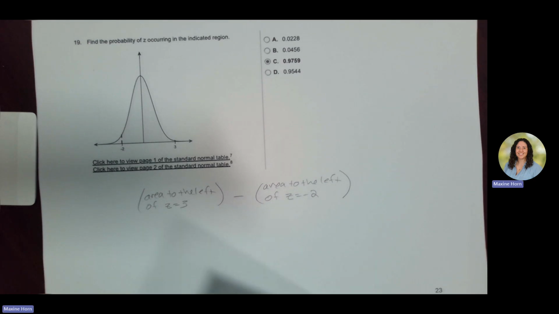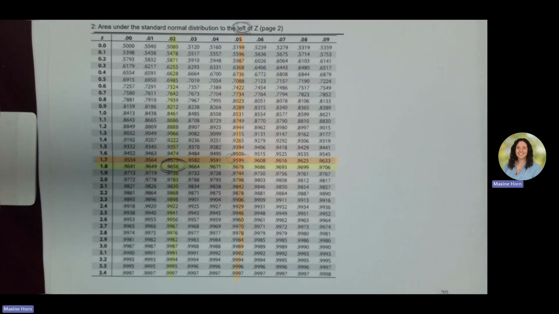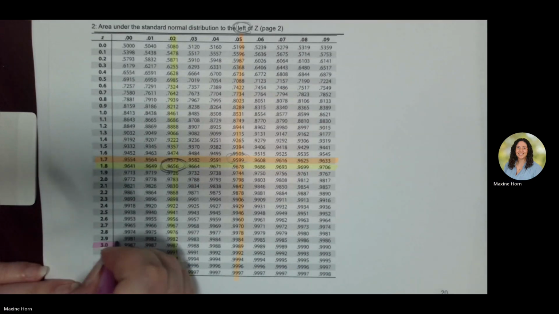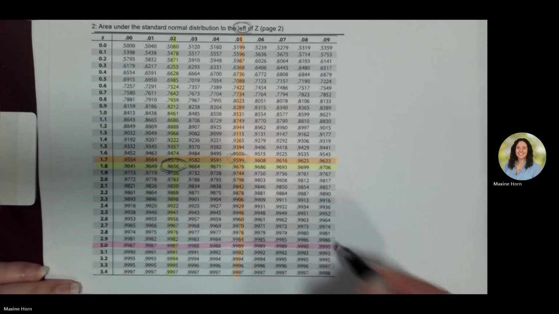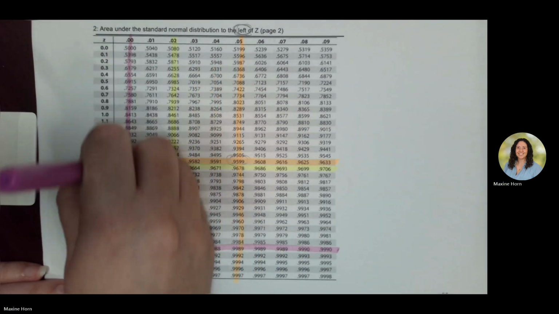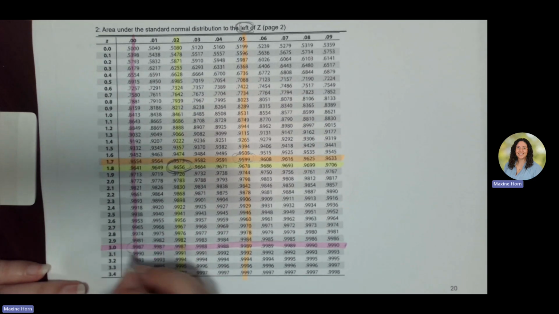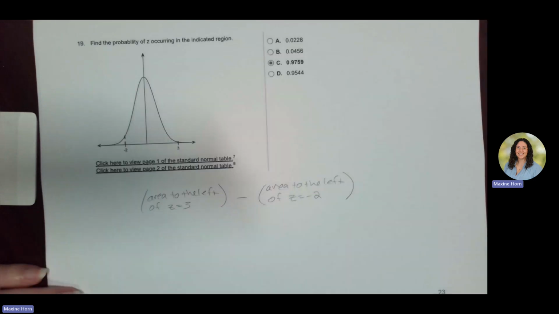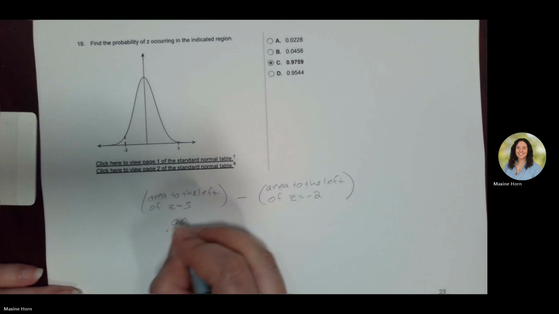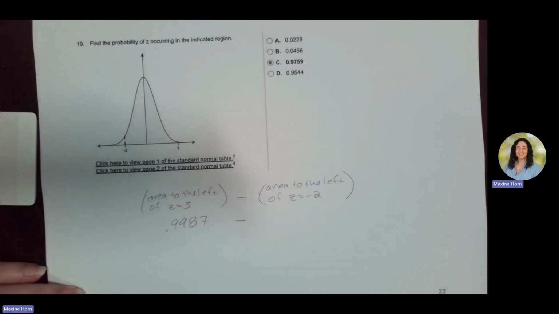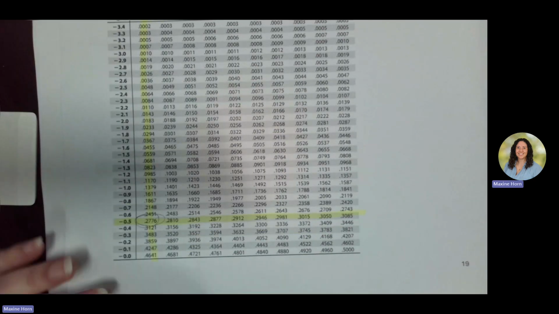Okay, so Z equals 3. Right, so that's going to be 0.9987 minus Z equals -2. So let me go to my negative Z's. -2.